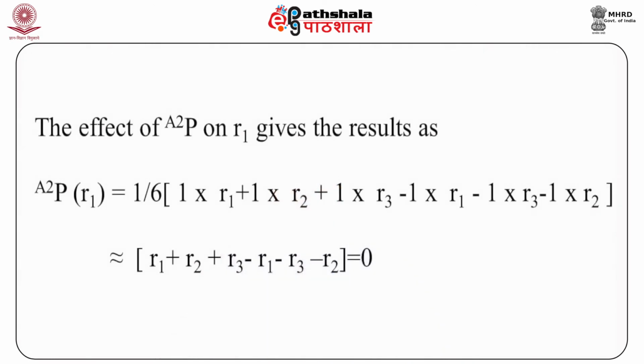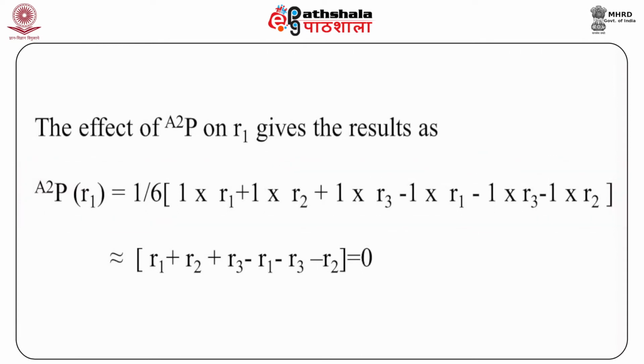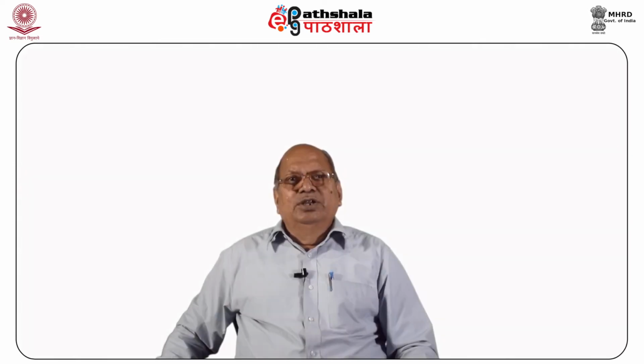The effect of A2P on R1 gives the result as A2P R1 is equal to 1 upon 6 within bracket 1 into R1 plus 1 into R2 plus 1 into R3 minus 1 into R1 minus 1 into R3 minus 1 into R2. That is, the net result is 0. That is, there is no linear combination of R1, R2, R3 which belongs to A2 symmetry. The same can be checked with the other generating functions R2 and R3.